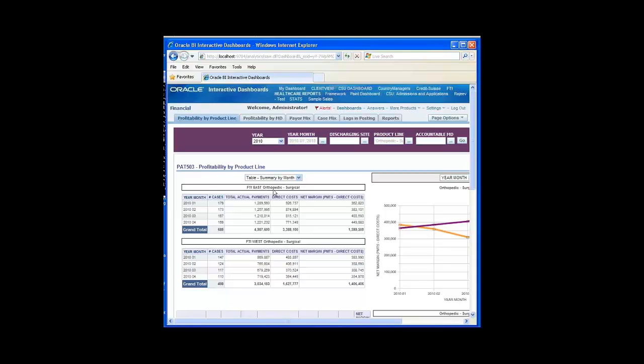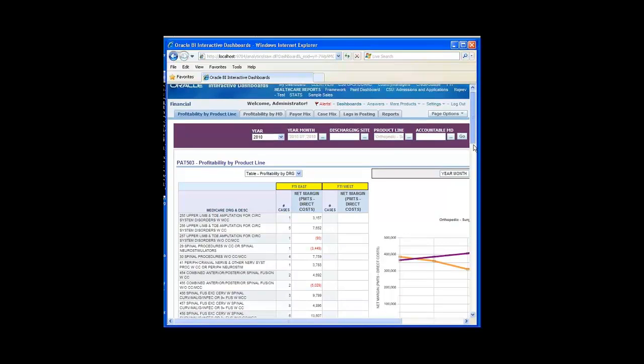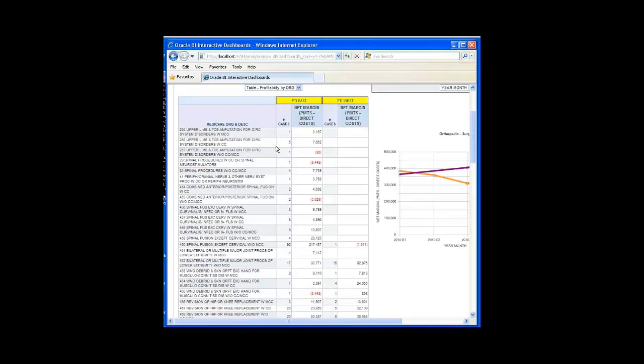So it segments it. At the top, I have the East Hospital. At the bottom, I have the West Hospital. I also can toggle that to see it by individual DRG. So this particular product line is made up of individual DRGs. That's how we define the product line. So here are the individual DRGs, and I can see which ones I had a lot of volume for, what the profit was on each of those, and it's, again, segmented by hospital at the top there.